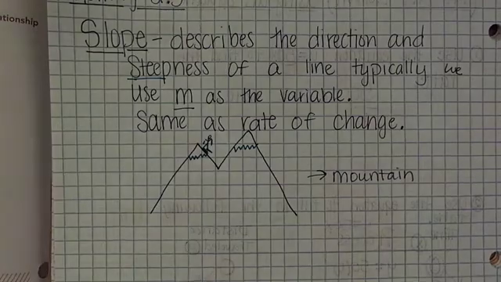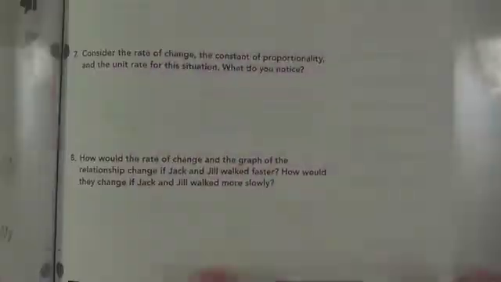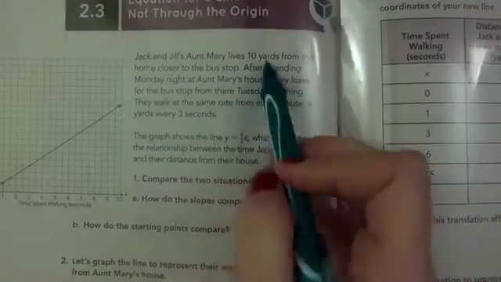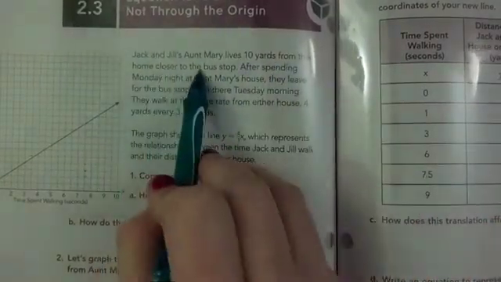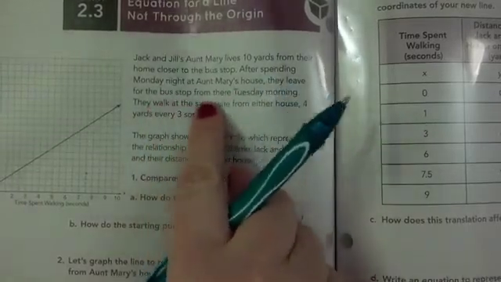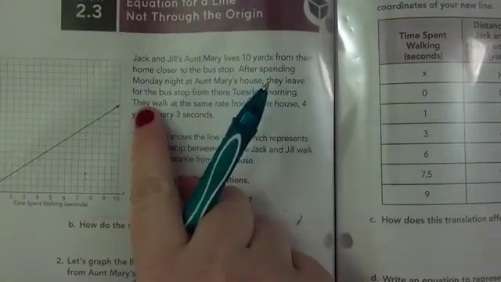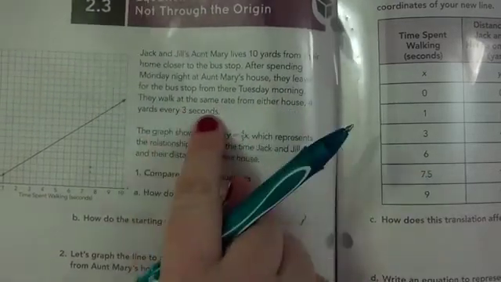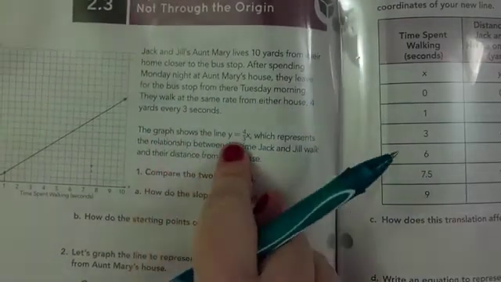Okay, so when we go back over here to 2.3, Jack and Jill's Aunt Mary lives 10 yards from their home closer to the bus stop. After spending Monday night at Aunt Mary's house, they leave for the bus stop from there Tuesday morning. They walk the same rate, 4 yards every 3 seconds. The graph shows the line.